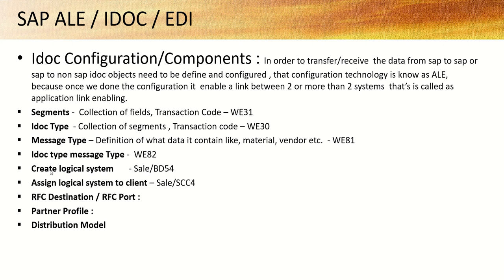Then we need to create the logical system and assign the logical system. We have to get the RFC destination, RFC port, partner profile, and distribution model, etc. While doing the actual practical, we'll see each object in detail, but as theory, we just need to understand that for making a setup between two systems, we need to configure some objects into the SAP system.